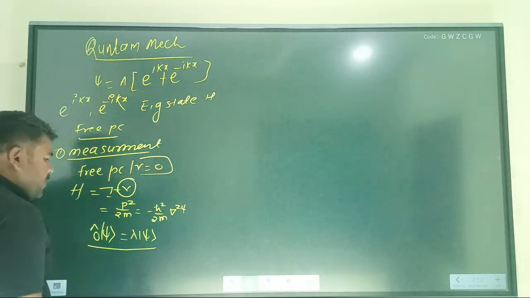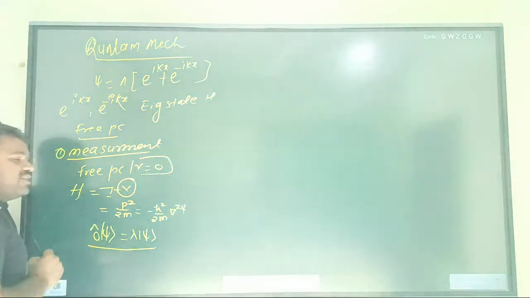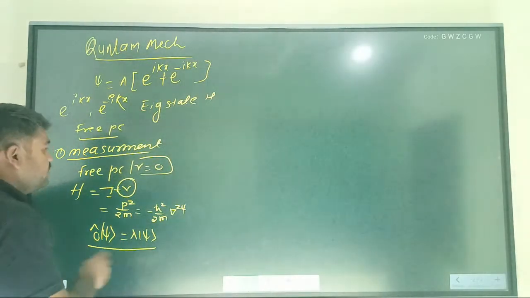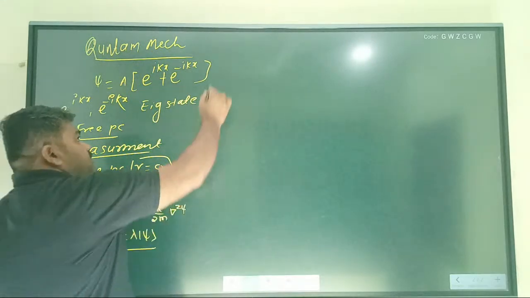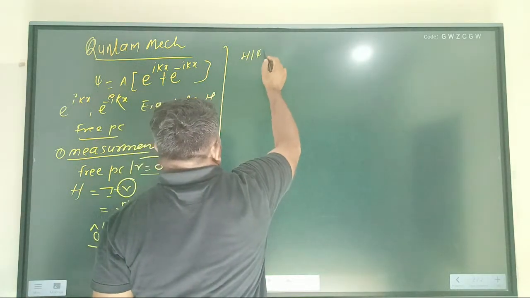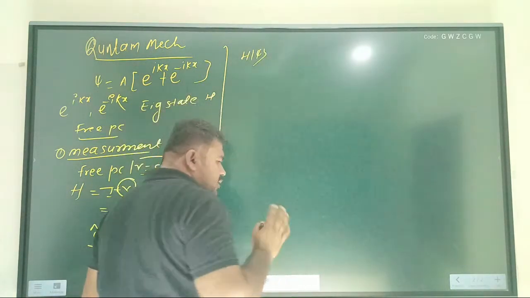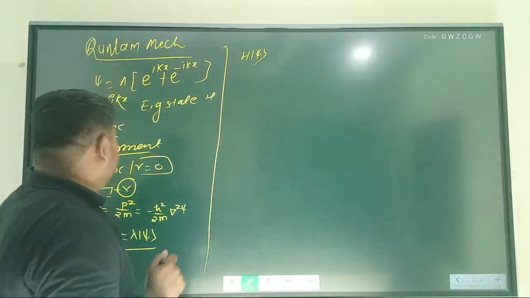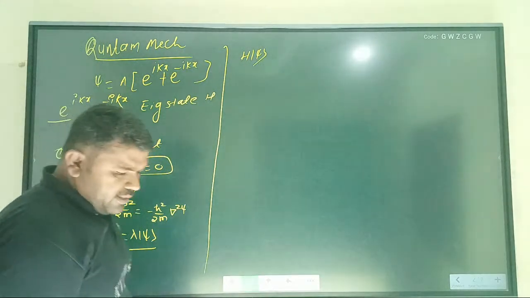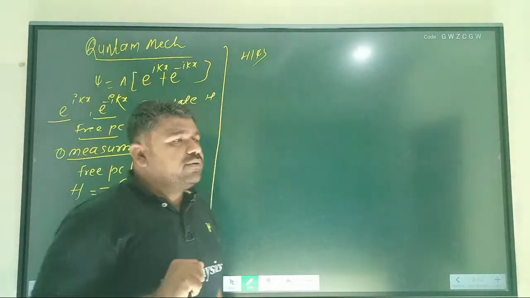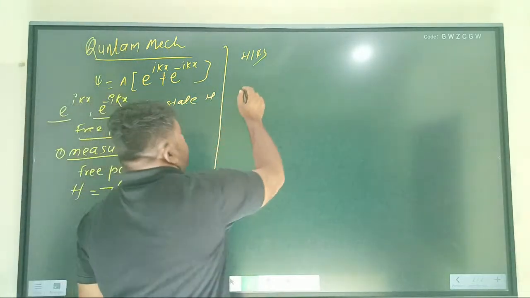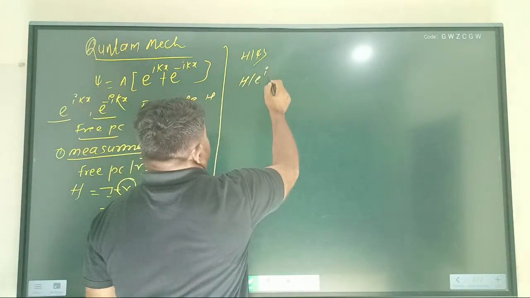Clear? Now, second one. What is the measurement here? The measurement is nothing but this eigenvalue. Clear? Now, see here. The Hamiltonian operator H operates on this state, on a particular eigenstate. What is the particular eigenstate? The first eigenstate is e to the power ikx. The second eigenstate is e to the power minus ikx. Suppose H operates on the first eigenvector e to the power ikx.